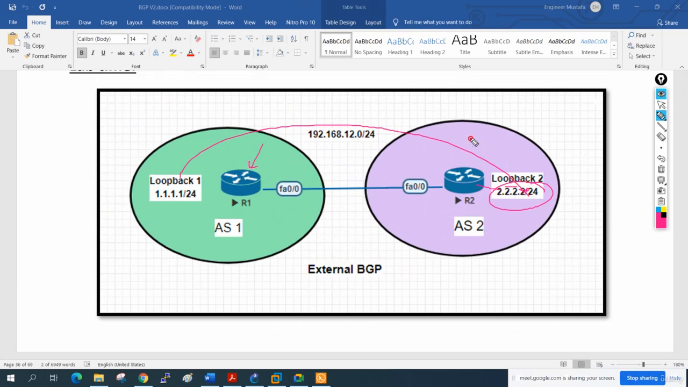And same thing, when I stand here, I will say neighbor, this is my neighbor 1.1.1, my source will be loopback 2. So I am saying make the neighborship with my loopback 2, and here I am saying make the neighborship with my loopback 1. And also we need to increase the TTL value. So these two commands will be new. We are going to do a lab, so you will have more idea about that one.